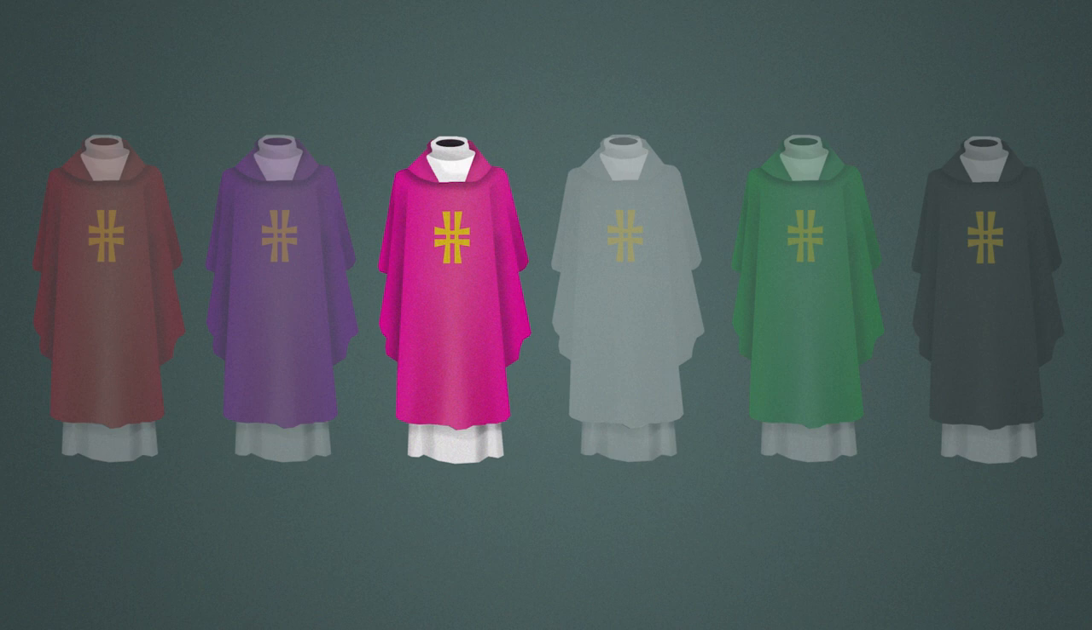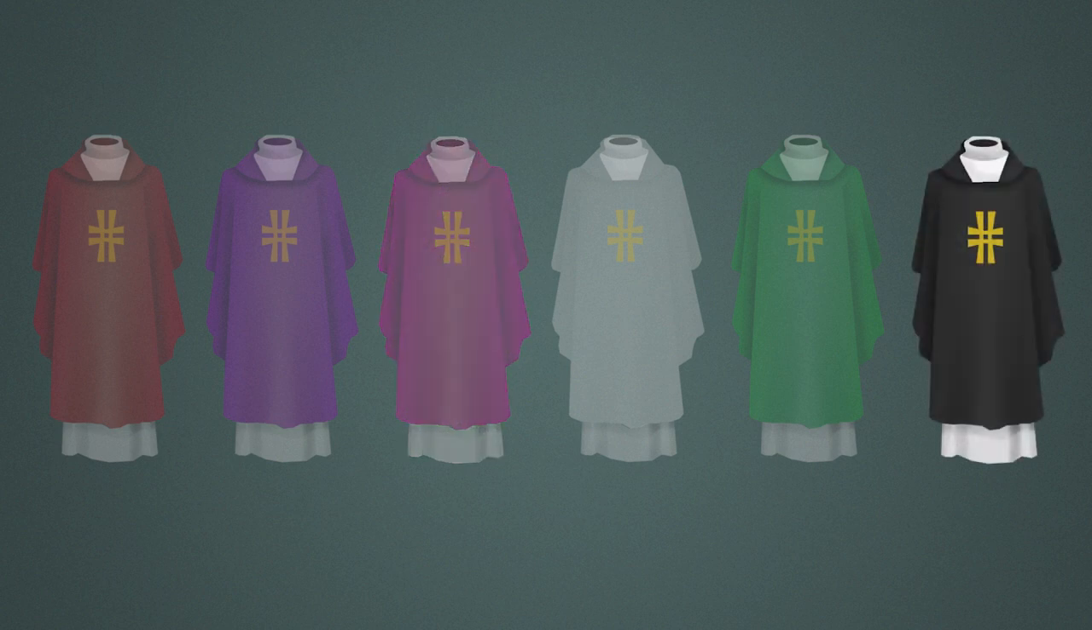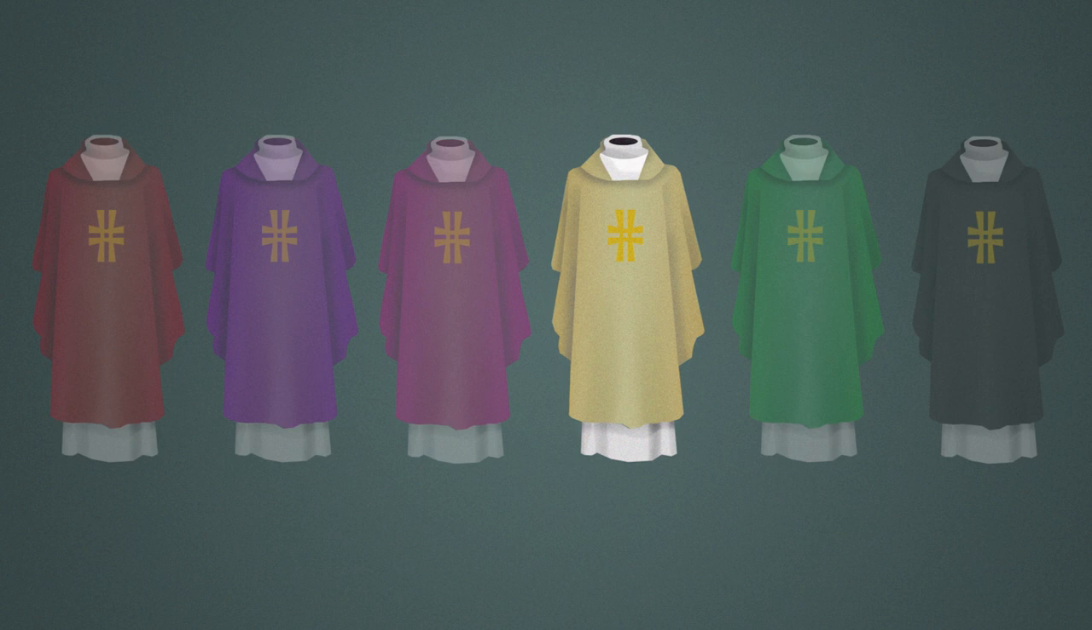Twice a year, priests can wear pink vestments, which symbolize joy. Pink is worn on the third Sunday of Advent and the fourth Sunday of Lent. Black vestments are worn at funeral services, and gold vestments can be substituted for white.